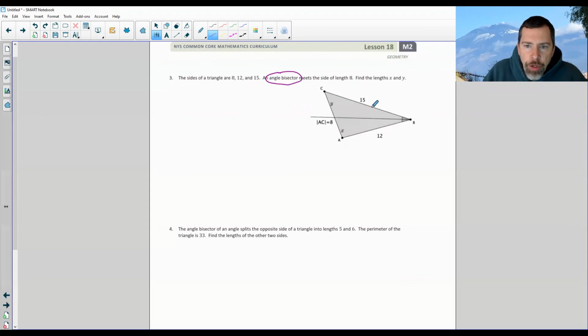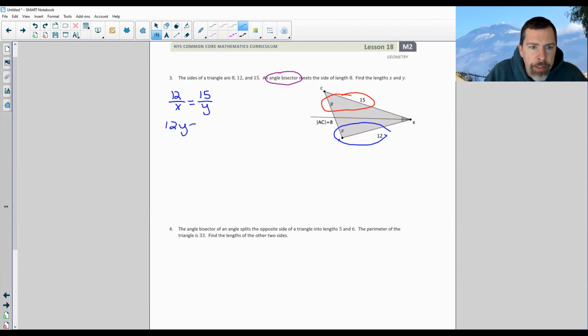Okay, so we have 12, we have 15, we have x, we have y. I like working on the same side. So I'm going to compare these two, and I'm going to compare these two this time, so see if it comes out the same. So I can say 12 is to x as 15 is to y. Cross multiply, 12y equals 15x.